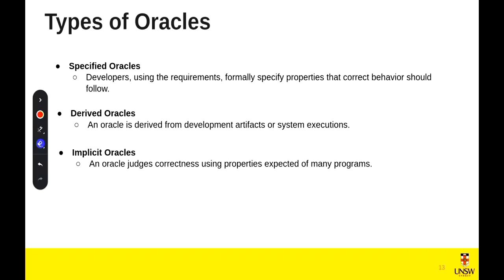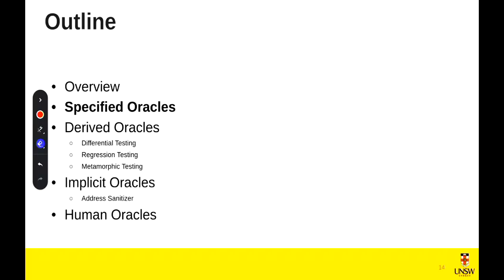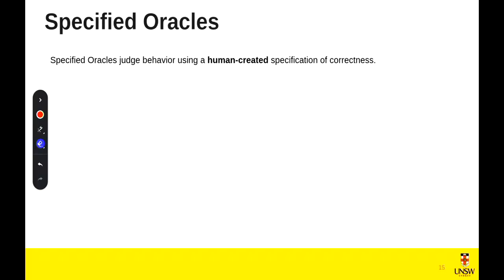And we could also have some implicit test oracles. This is to summarize some properties that are expected for many programs, for example, the crashes of the programs. And lastly, we can always fall back to human judgment for test oracles. So let's learn them one by one. The first type of oracles we are going to learn is the specified oracles. Specified oracles judge the behavior using a human-created specification of correctness.